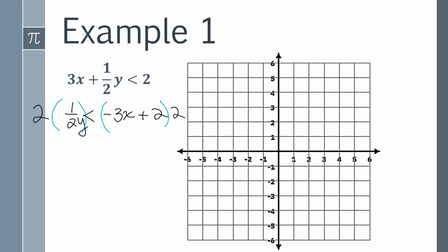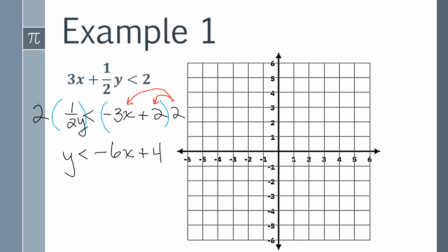Okay. So 2 times 1/2 is 1. So this is going to be y is less than. And when we work on these again, I always draw these arrows in here, and you may want to also, to remind me to multiply each one of them. So 2 times negative 3 is negative 6x. And then 2 times 2 is 4. So there is our values.